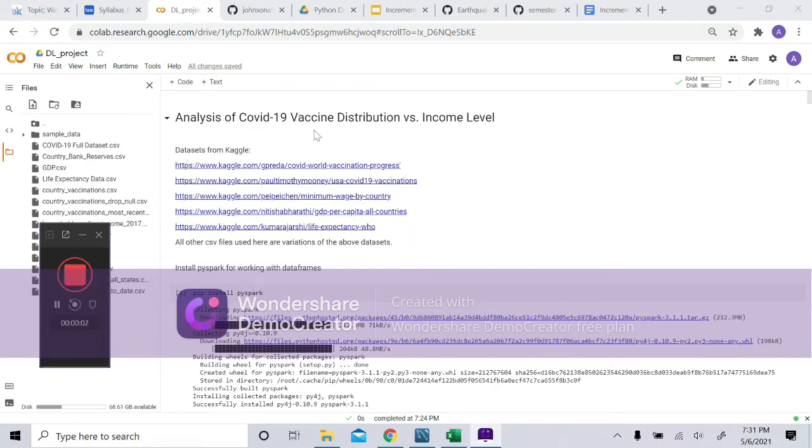Okay, so our project was analysis of COVID-19 vaccine distribution versus income level. I'm just going to do a quick demo of the code that we have. So these are all the data sets that we used. We got them all from Kaggle.